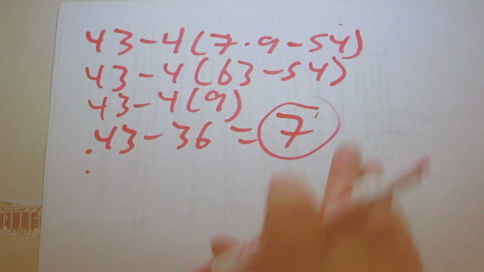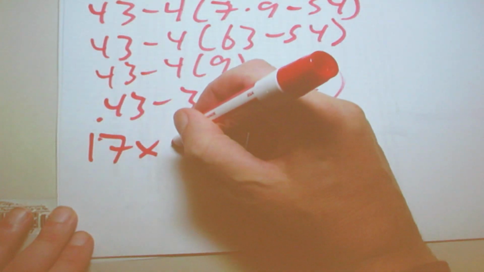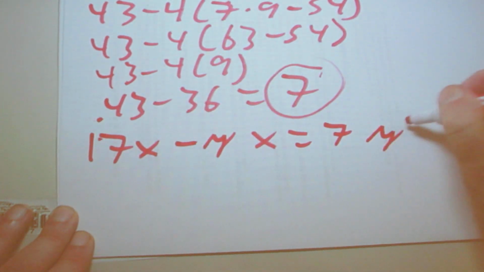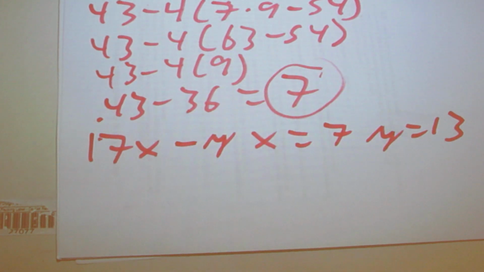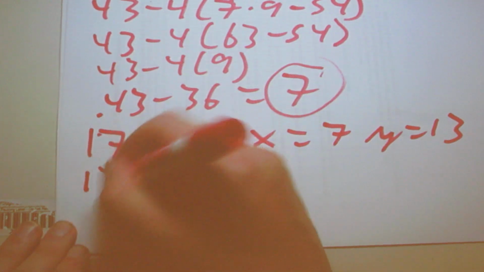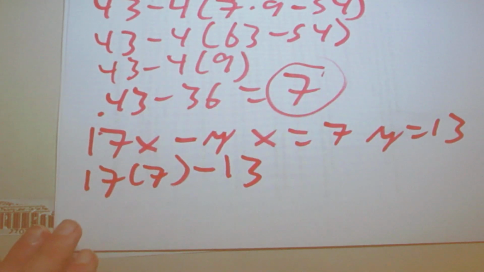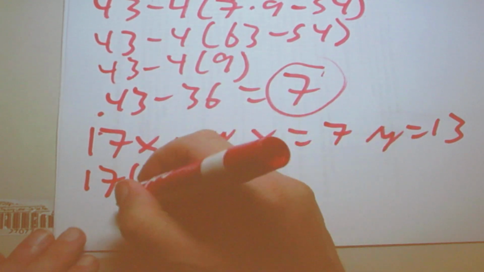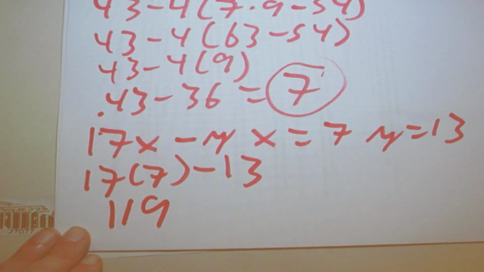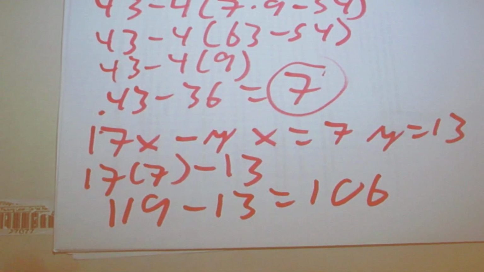Then we're going to get something like 17x minus y if x equals 7 and y equals 13. So we're just going to plug in the 7 for the x, the 13 for the y. 17 times 7 minus 13. 17 times 7 is 119 minus 13, and our answer is 106.